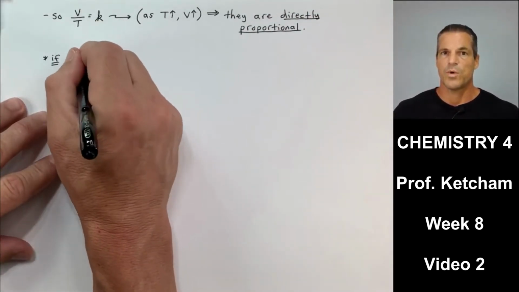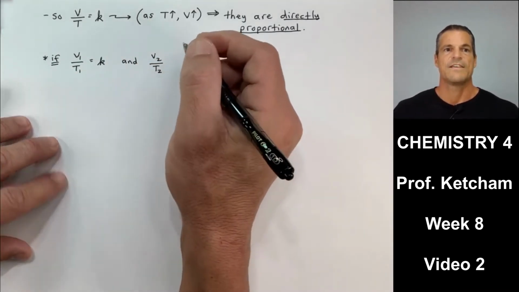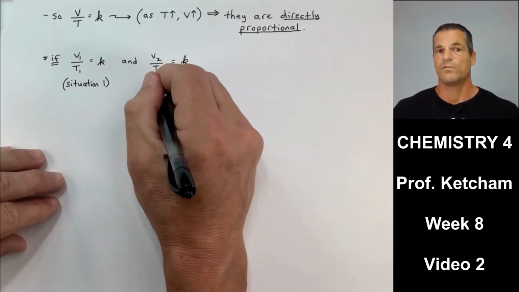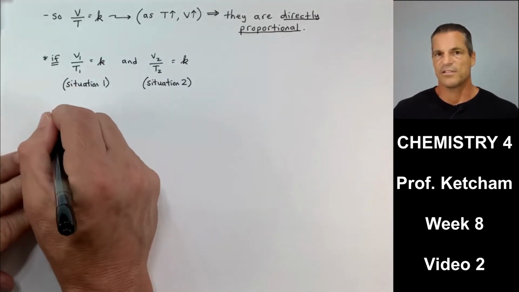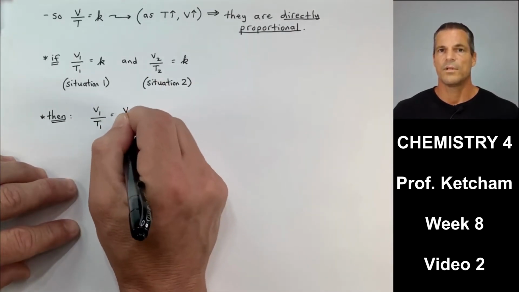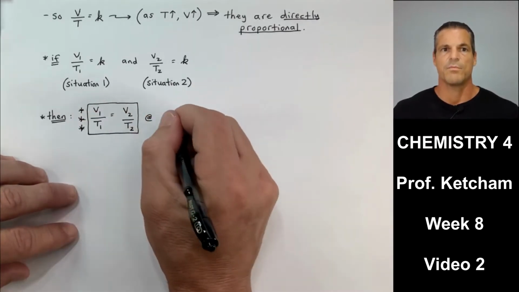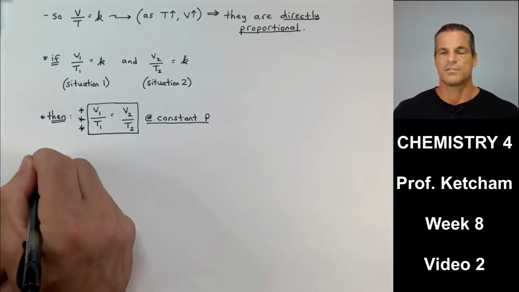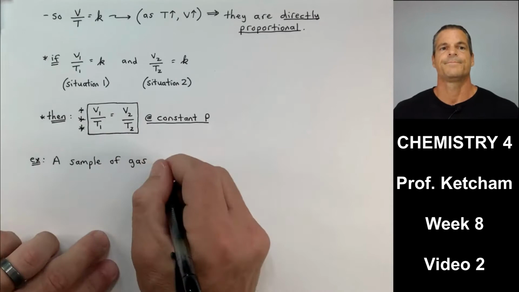Now here's our situation 1: V1 over T1 is equal to K. Situation 2, V2 over T2 is also equal to K. Since they're both equal to K, I can just set them equal to each other. And this gives us the usable or workable equation for Charles' law. 3 stars around it. This is what you want to remember: V1 over T1 equals V2 over T2, at constant pressure. That's the Charles' law that we'll be using when solving problems.